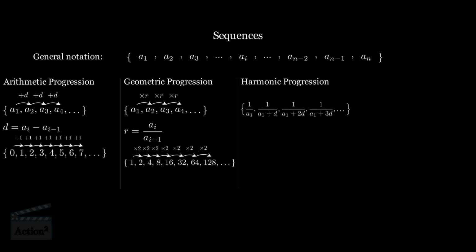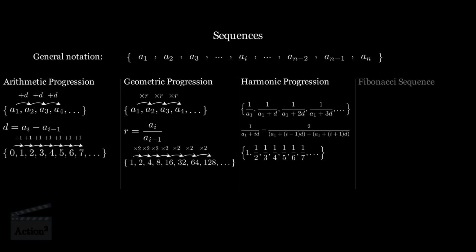Harmonic progression. A harmonic progression is any sequence obtained by taking the reciprocal of an arithmetic progression that does not include 0. In the harmonic progression, a term is equal to the harmonic mean between its predecessor and successor. Example, the sequence of the reciprocal of the natural numbers, starting from 1.